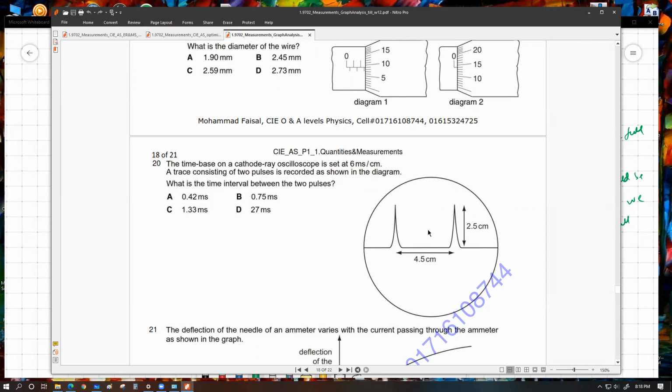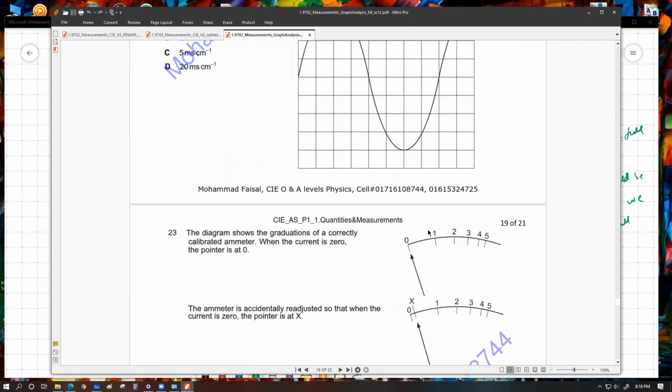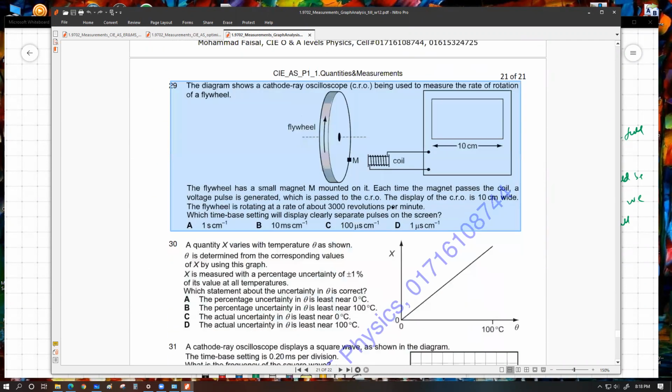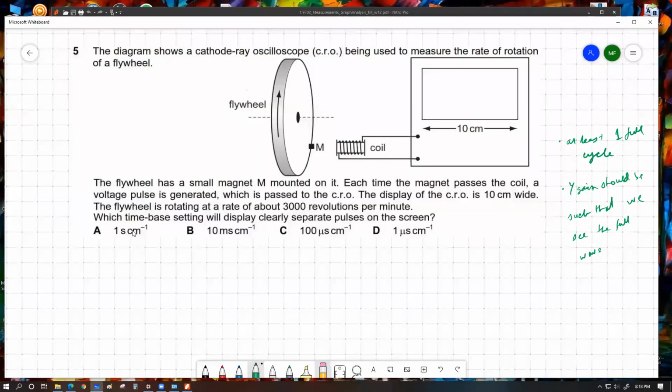Not a perfectly smooth sine curve like we typically get for a generator, not like this. So এখন কোশ্চেন হচ্ছে যে আমরা এখানে এই সিচুয়েশনের জন্য কোন সেটিংসটা চুজ করলে ভালো হবে। সো এই জিনিসটা আমি তোমাদেরকে বুঝাই, খেয়াল করো। The question says when the display of the CRO is 10 centimeter wide. This is a very important information. This is the horizontal amount of space that we have. The flywheel is rotating at a rate of about 3000 revolutions per minute, so 3000 RPM, which time-based setting will display clearly separate pulses on the screen.